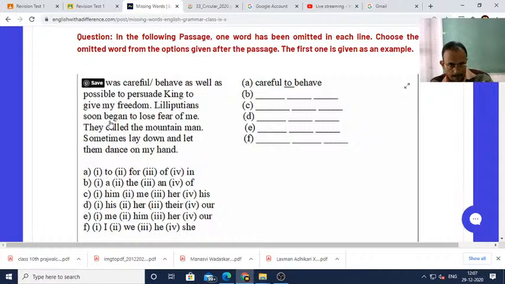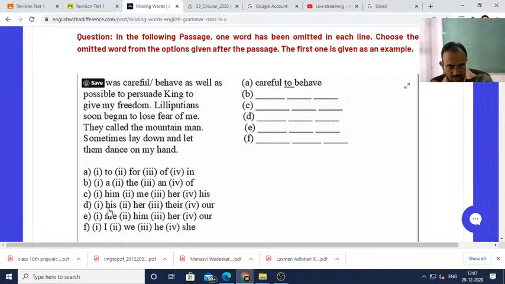Lilliputians soon began to lose fear of me. So number C will be give me my freedom. There should be "me" between "give" and "my". So, give me my freedom. Lilliputians soon began to lose fear of me.